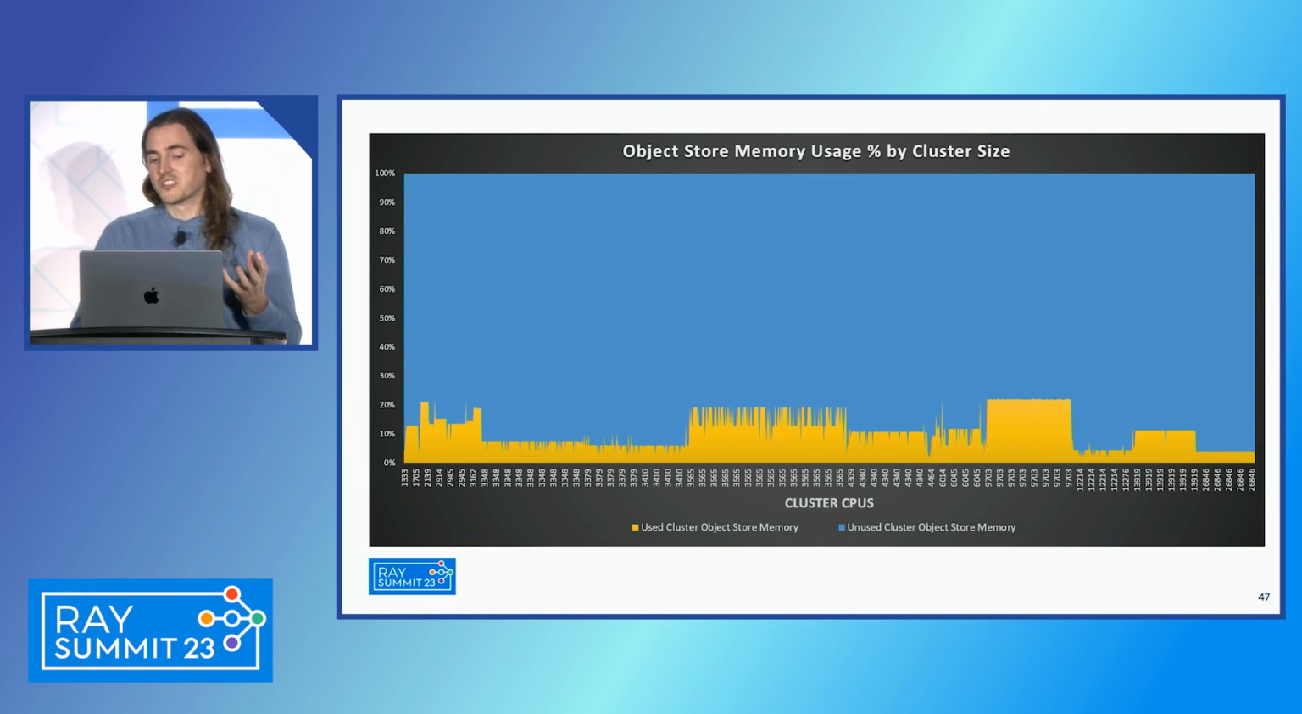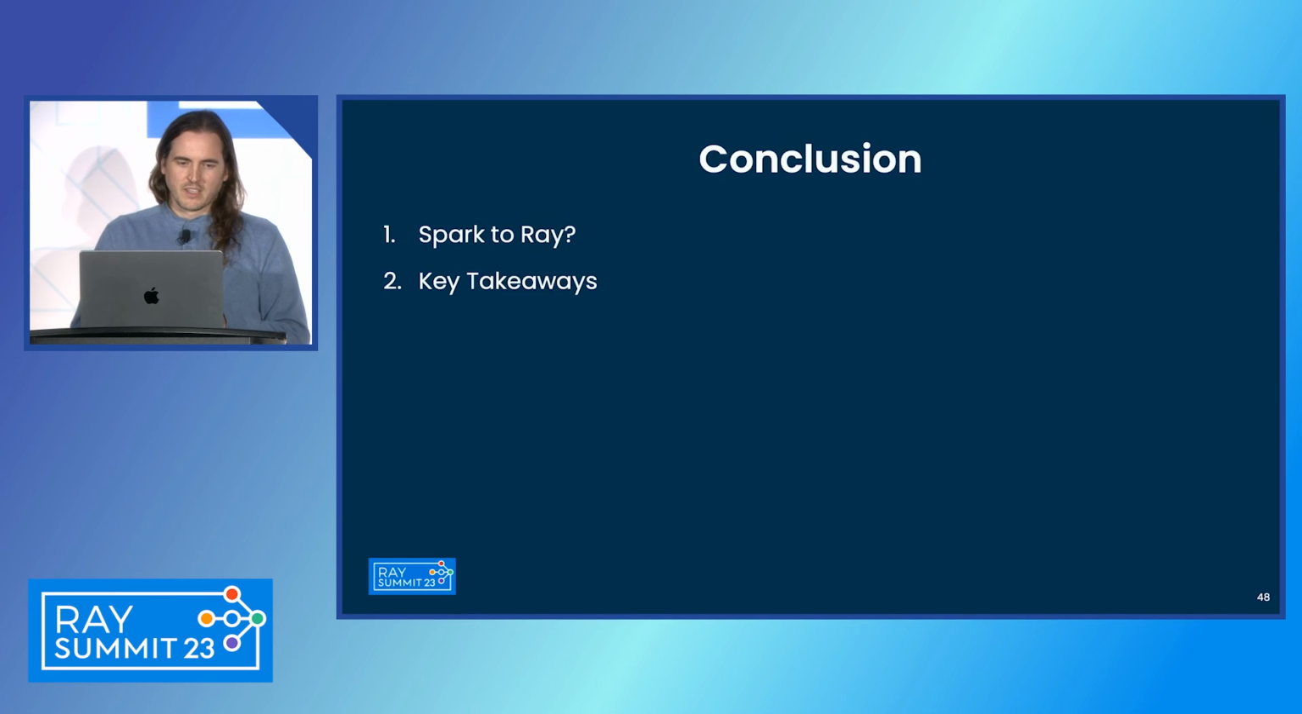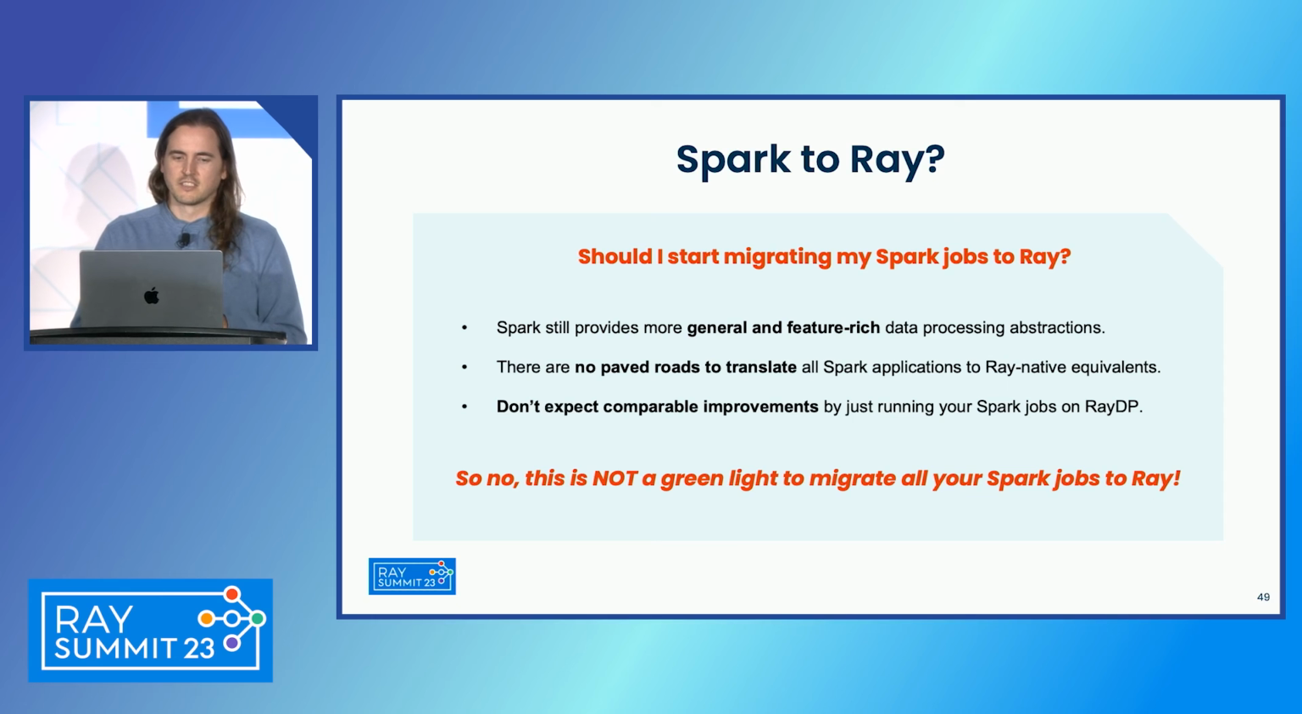And also, cluster sizing is hard. This graph just shows we're not very good at utilizing all of our object store memory. We need to get better at tuning and choosing the memory sizes that we have on our clusters. We're overly cautious right now. We don't use enough.